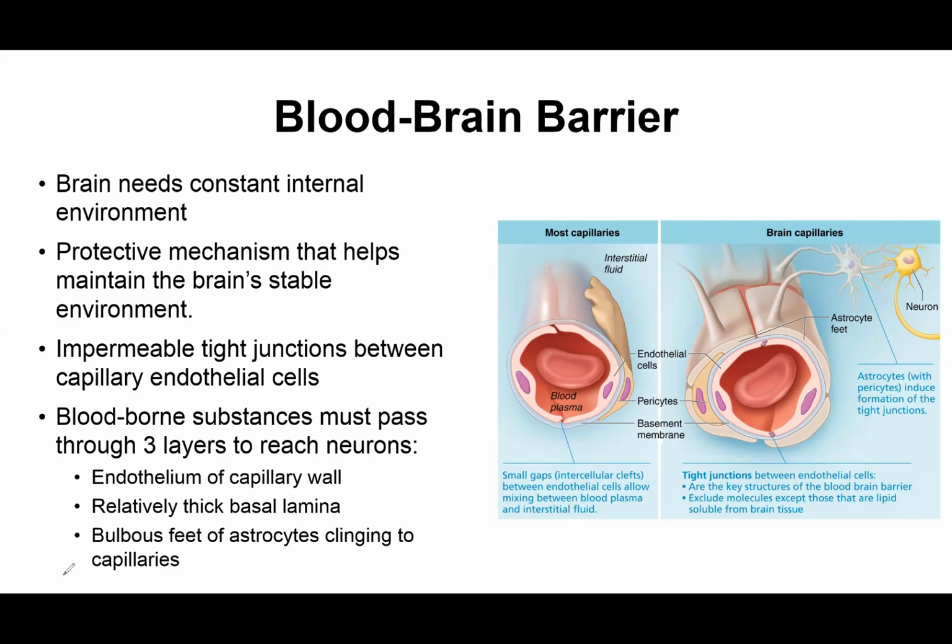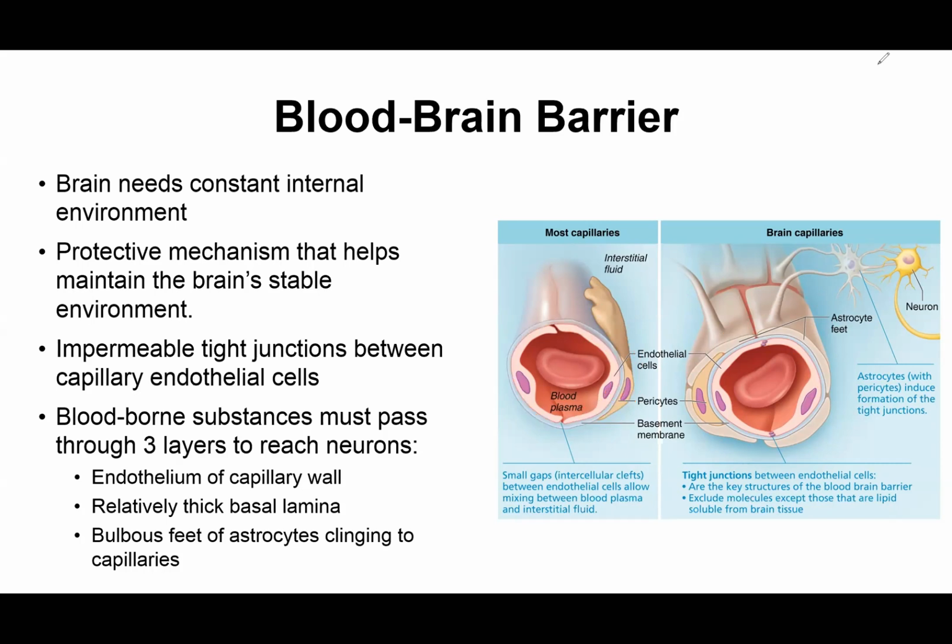And so in order to get to neurons, any kind of substances that are inside of the blood have to pass through 3 different layers in order to reach the neurons. So they would have to pass through the endothelial cells that we see here. They would also have to pass through a relatively thick basement membrane, which we see here. And they would have to pass through these perivascular end-feet, which are the feet of the astrocytes here over on this side. Okay.